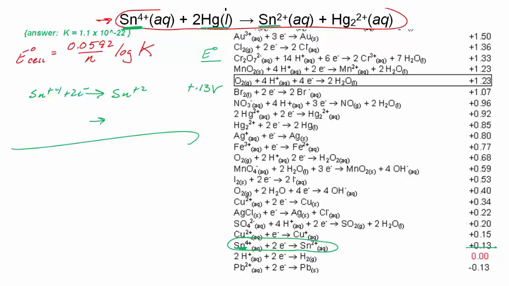Now I need mercury liquid going to this mercury ion. That needs to be an oxidation half reaction. So here's mercury liquid going to that mercury ion. So I need 2 of them going to the mercury ion and 2 electrons. And it's a positive point, I need to flip the sign though, because I'm talking about an oxidation half reaction now. Negative 0.85 volts.